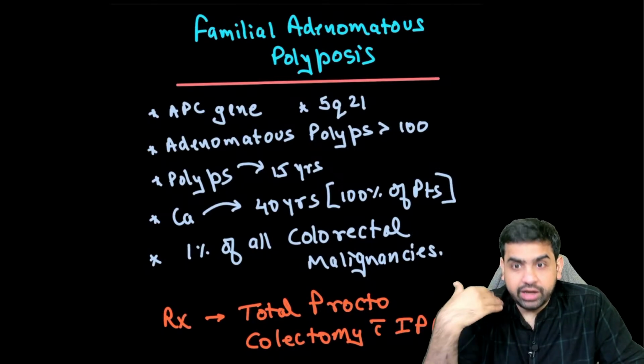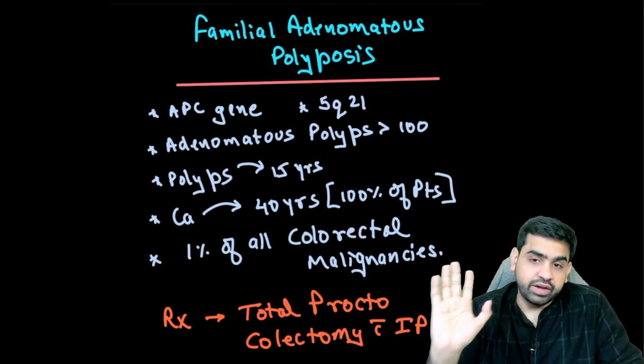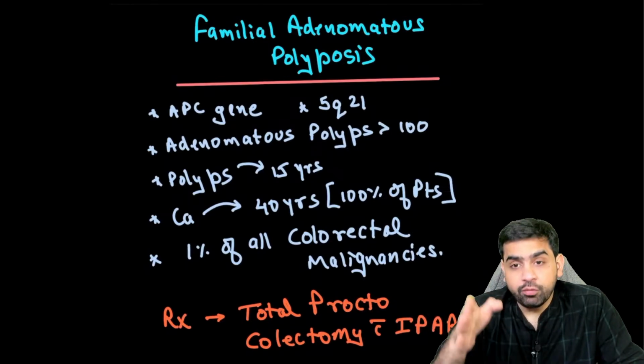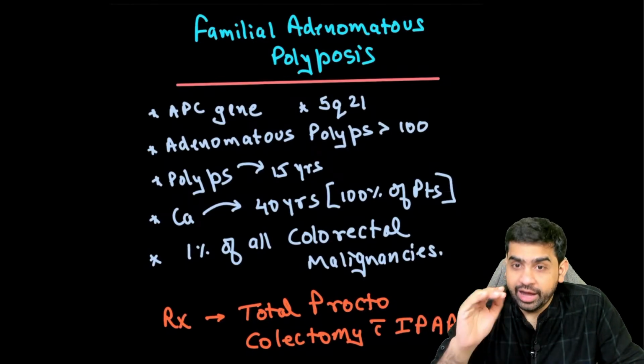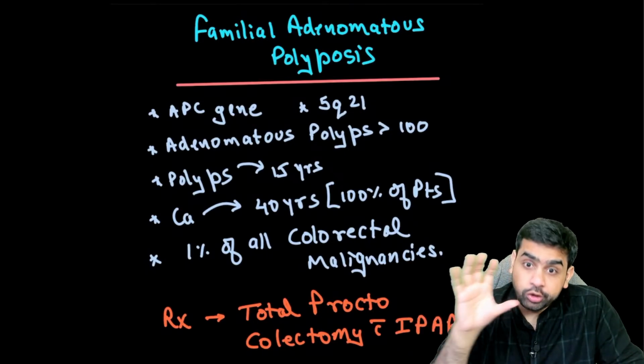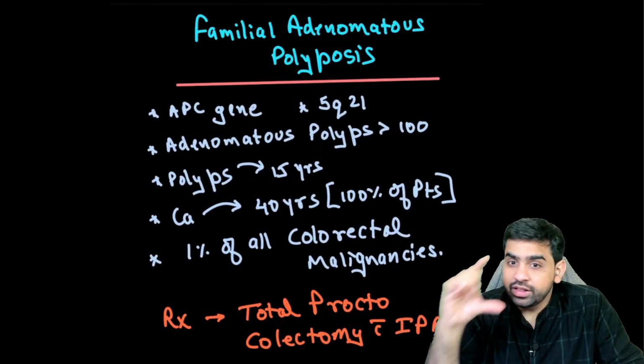So if I tell you that I have 100% chance of getting a colorectal malignancy, what are you going to tell me? Go and get a surgery done. Okay, which surgery should I get done? I should get a total colectomy. That's going to be enough? No. I have to get a total proctocolectomy. Even the rectum has to be removed.